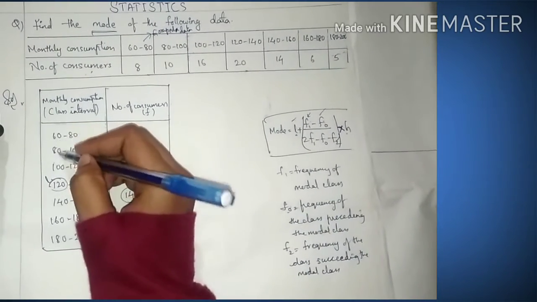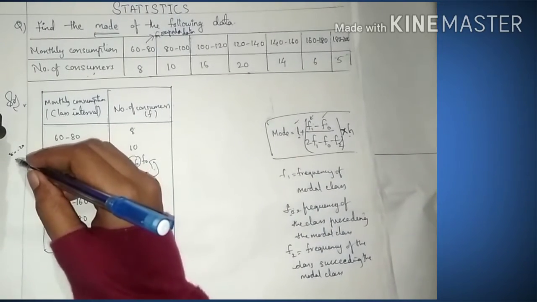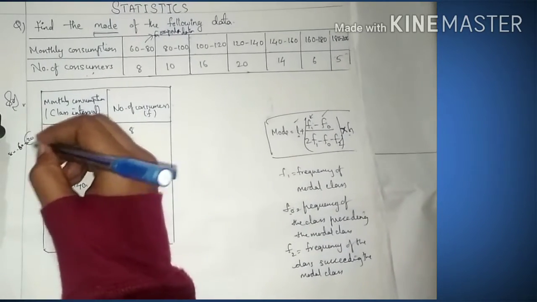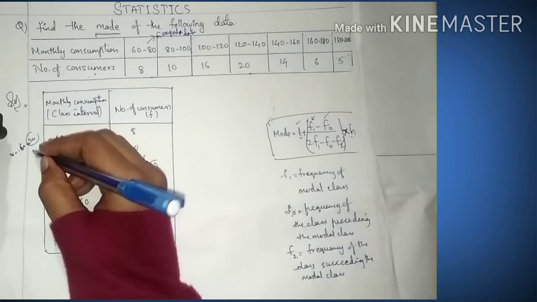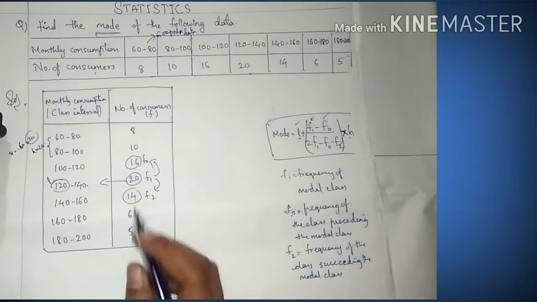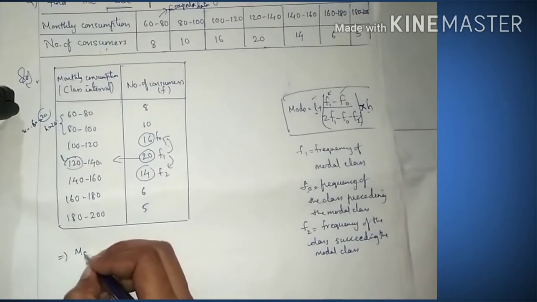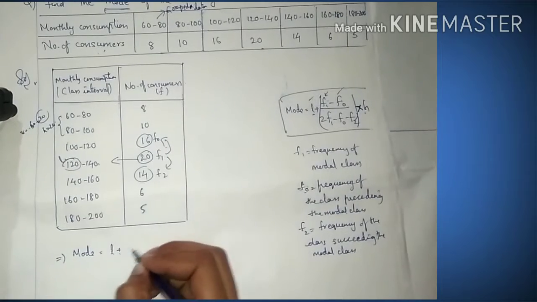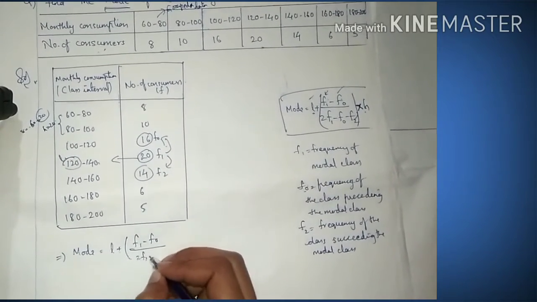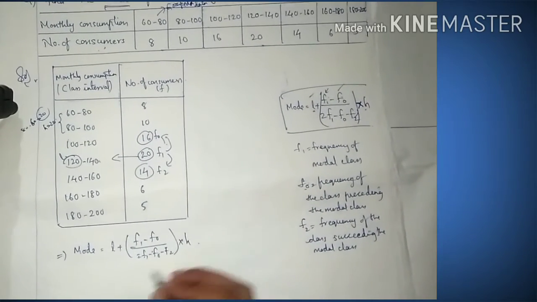Now h is the size of the class, or height of the class. Here you can see the difference is 20. If you subtract 80 minus 60, you will get 20. So our h is 20. You can see this in each class interval. Now for the mode, we have values for each variable, and we will substitute them.